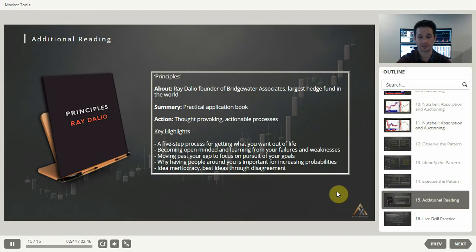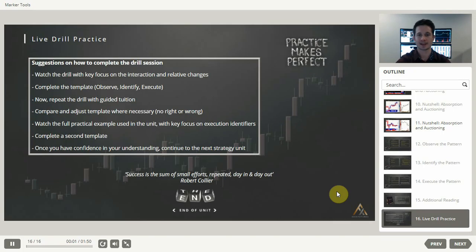All right, let's now finish off and talk about some of the drills for the rest of the unit. At the end of every unit, we're going to have a live drill practice session. Basically this is for me to introduce the drill to you, give you an understanding of how to execute the drill, as well as the process thereafter.